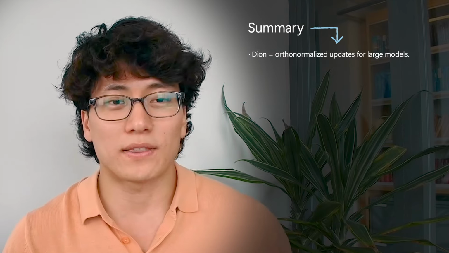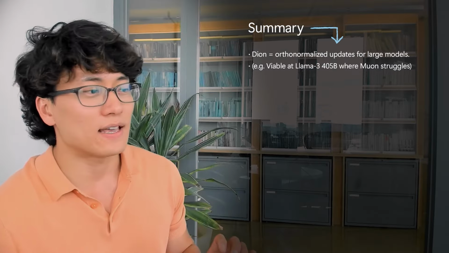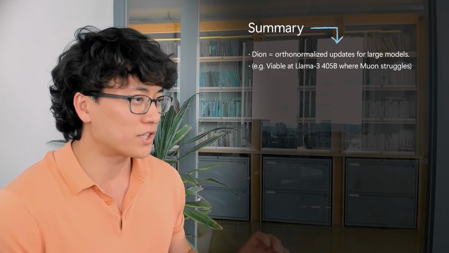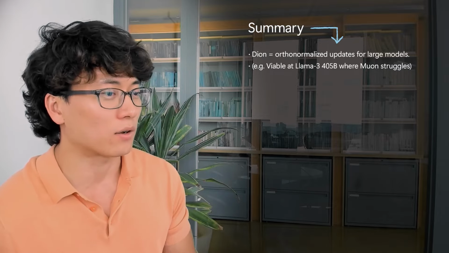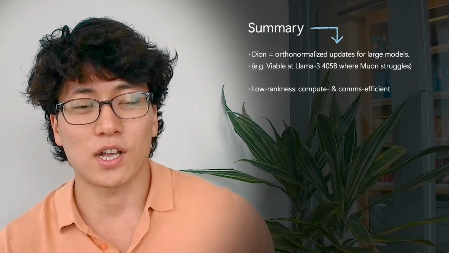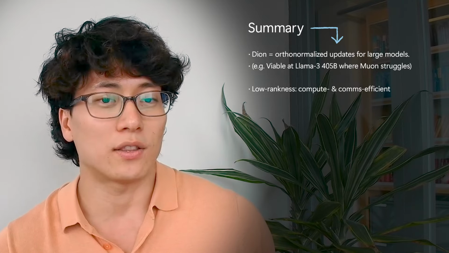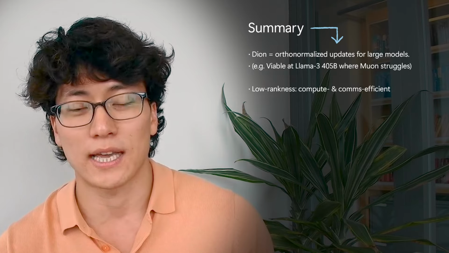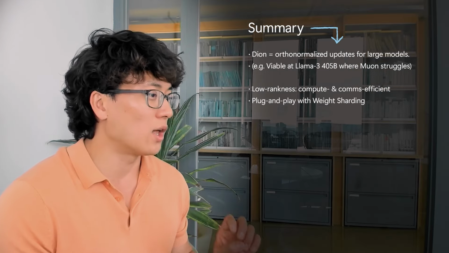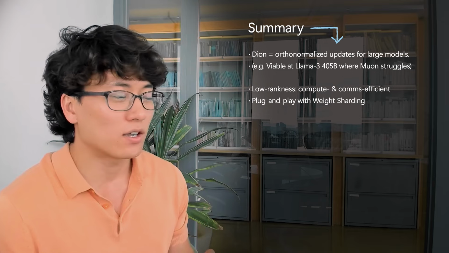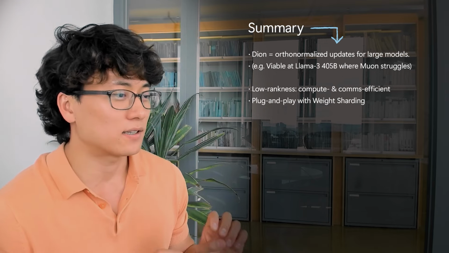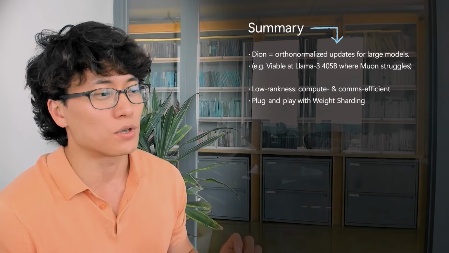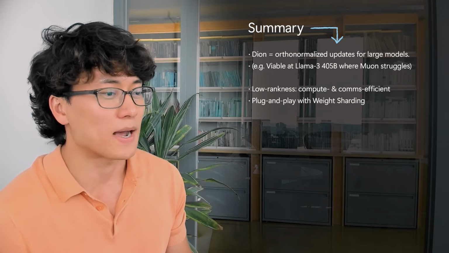So let me summarize what Dion is about. Dion, again, is an orthonormalized update for large models. It's more scalable for larger models. In particular, as you saw in the benchmark result, Dion is feasible even at the Llama 3 405B dense model setting. Crucially, we introduce low rankness or low rank factor, a new scalability lever that leads to better compute and communication in optimizer step.